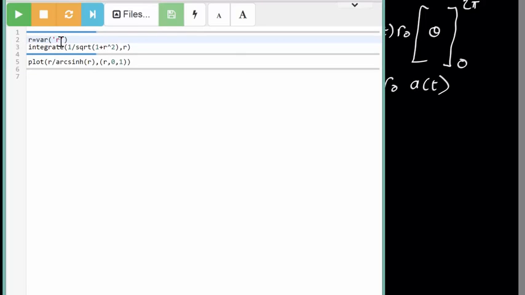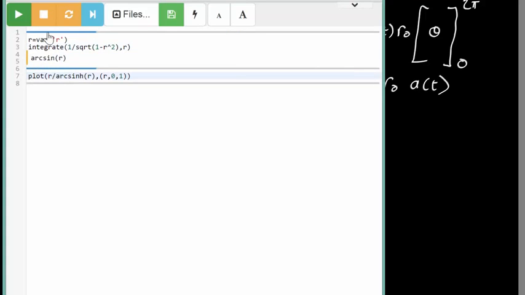What I've done here is I've defined a variable r, and then in this case let's take it for k equals 1, in which case this is going to be a minus sign in here. We're just integrating 1 over the square root of 1 minus r squared as a function of r. And if you press go, we find it comes out as the arc sine of r.